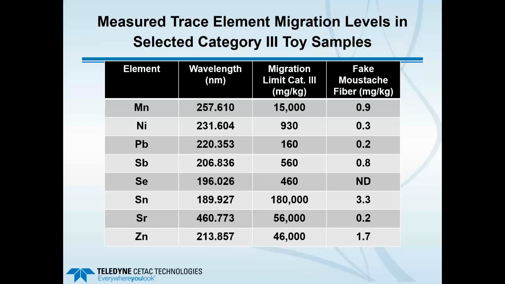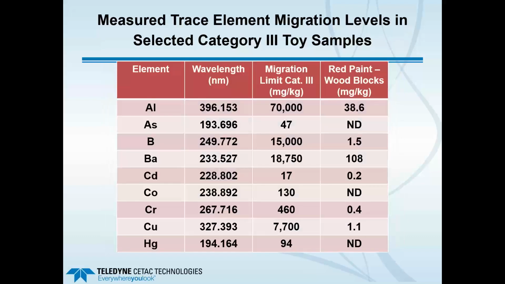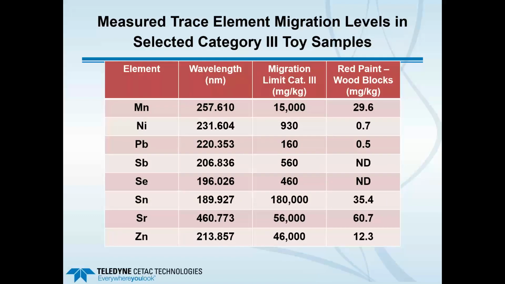And then finally, the red paint that was carefully scraped off the wooden block. Here we did see some of the levels start to creep up. There you see for aluminum, barium in this instance. Again, nothing detected for anything like arsenic, a little bit for cadmium, but well below the migration limit. But others started to come up here with the paint: manganese, tin, strontium, zinc, but again, all well below the migration limit.